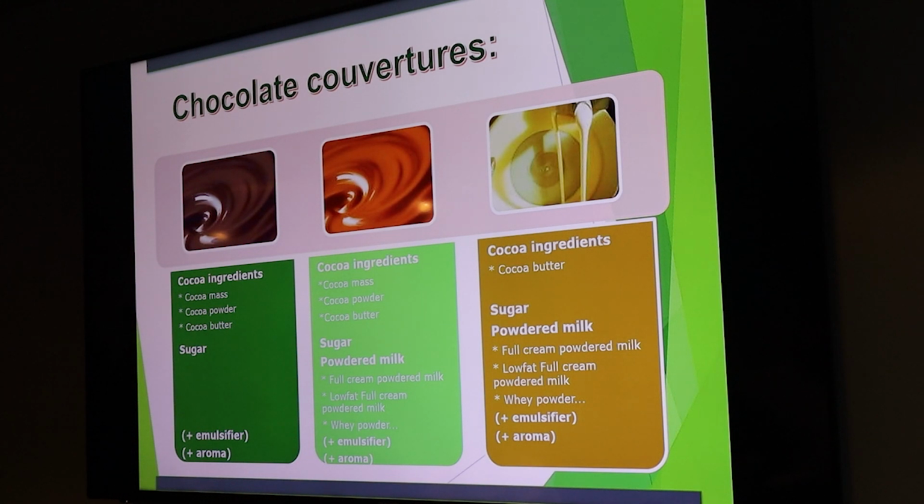Basically, some chocolate is made only from cocoa mass, and you don't add any cocoa powder to it. But when you are talking about 70-80% chocolate, you sometimes have to add more cocoa powder to add more flavor.